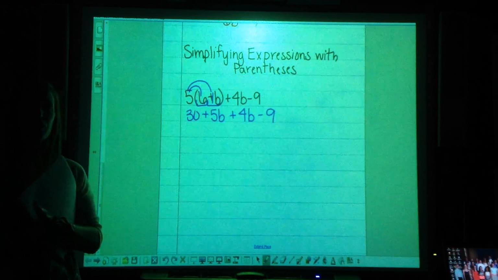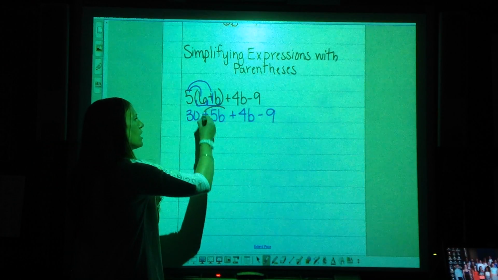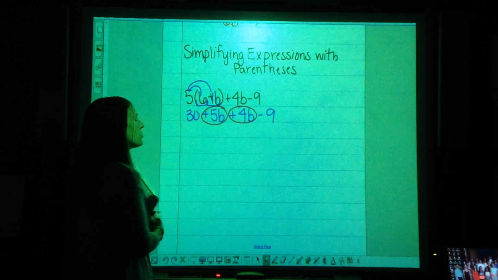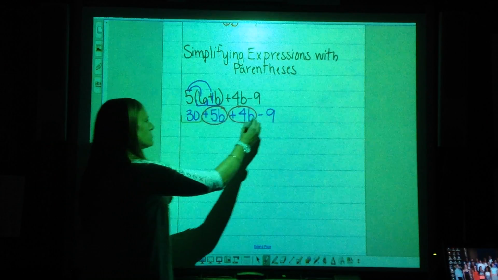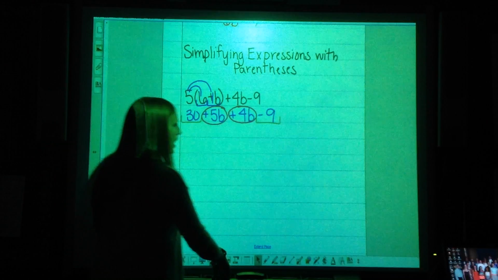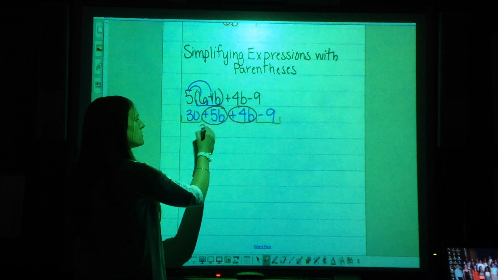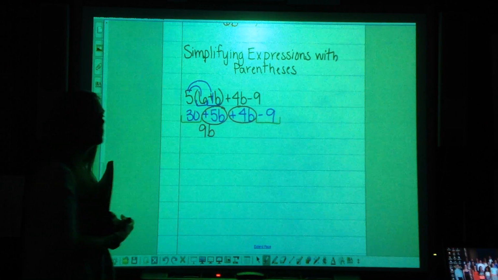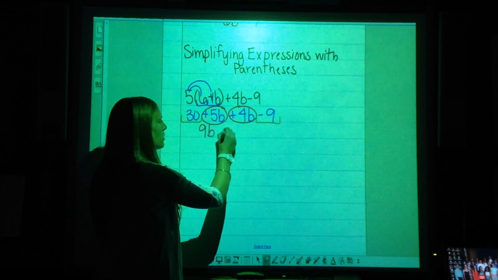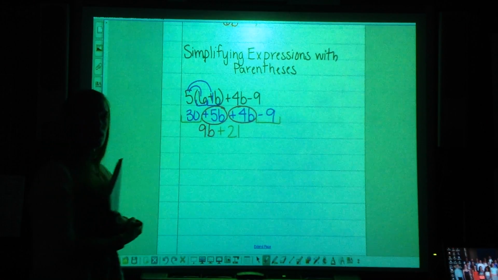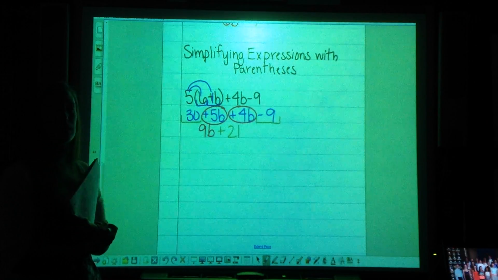Now I can continue what we learned today, combine like terms. So I need to identify those like terms first. I have a positive 5b and a positive 4b. And then our constants are also like terms. I'm going to start with the variables first. 5 plus 4 is 9b. Now I'm going to work with the constants. 30 minus 9 is a positive 21. Maybe you work with the constants first and your answer was 21 plus 9b. That means the same thing.